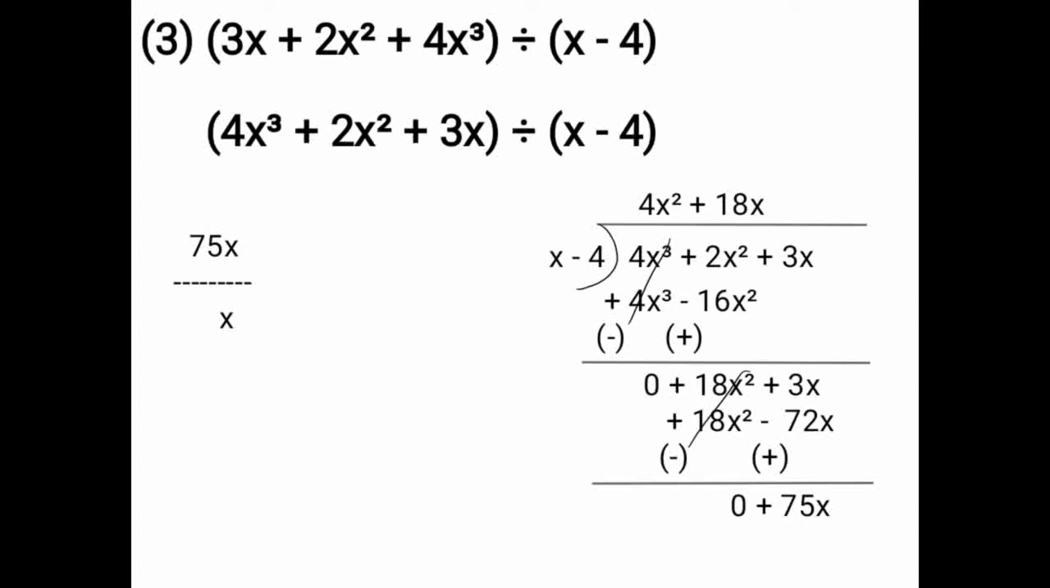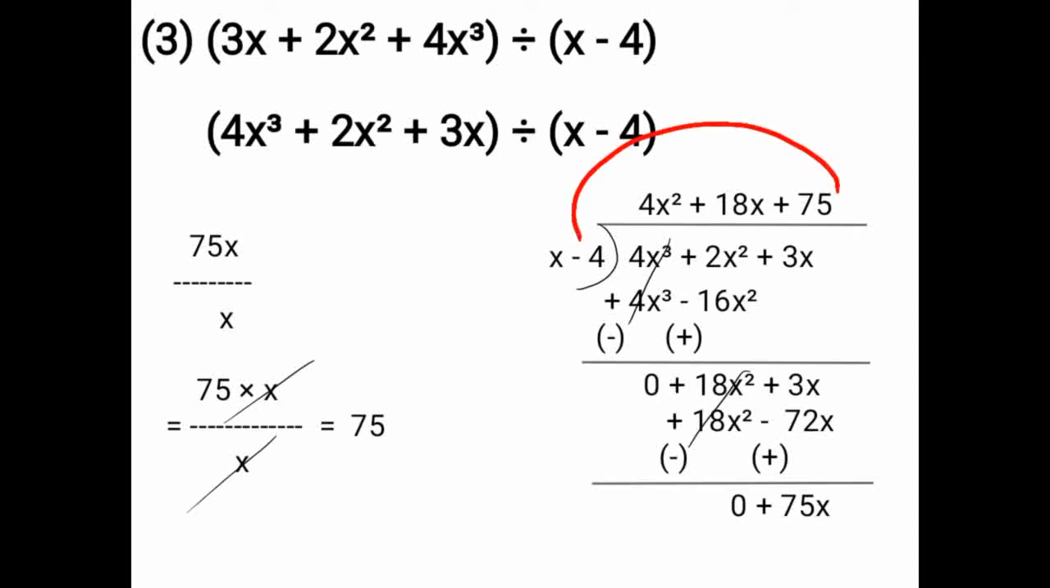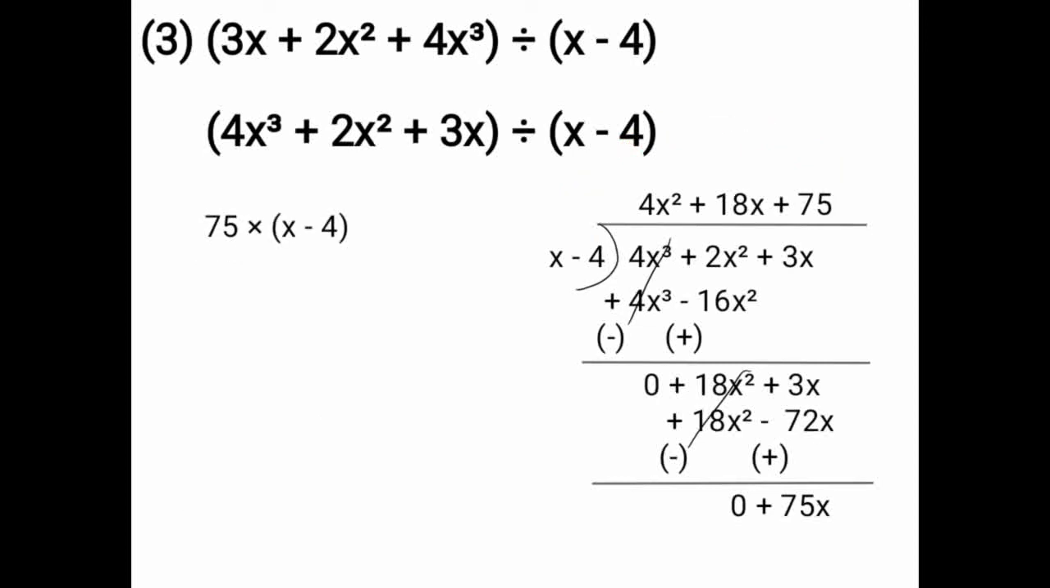75x upon x is equal to 75 into x upon x. x gets cancelled, so what will remain? 75. Now this is the third quotient. The third quotient you have to write here, that is plus 75. Now again you have to take the multiplication form by using the formula of a into b plus c. 75 into x minus 4.